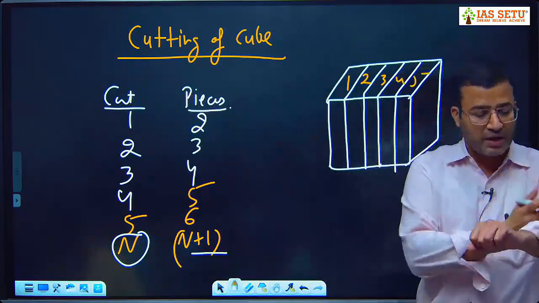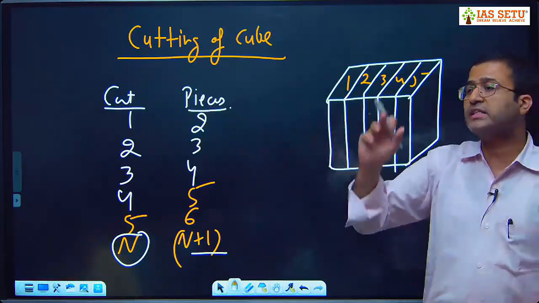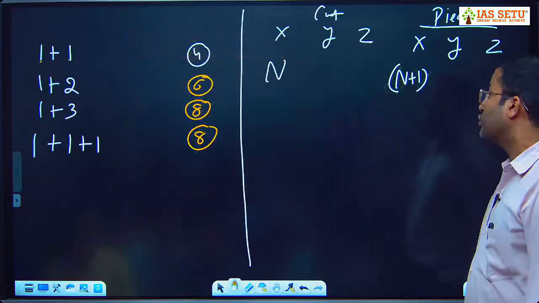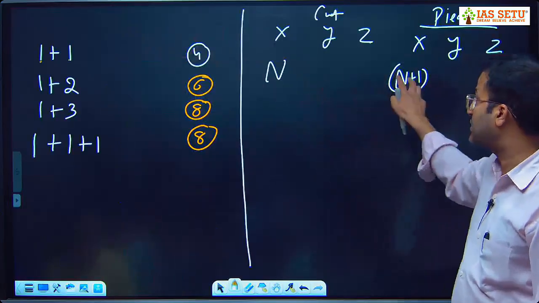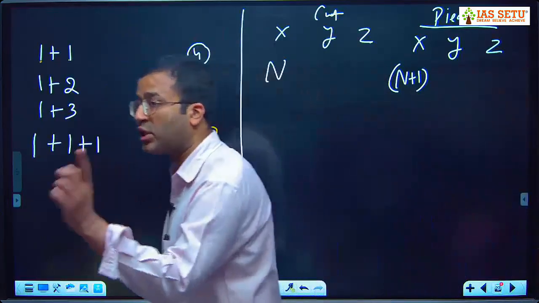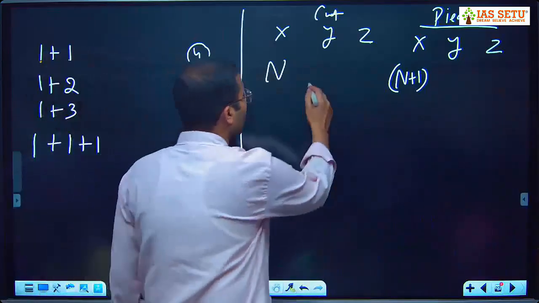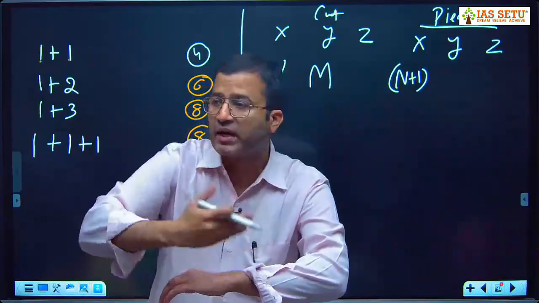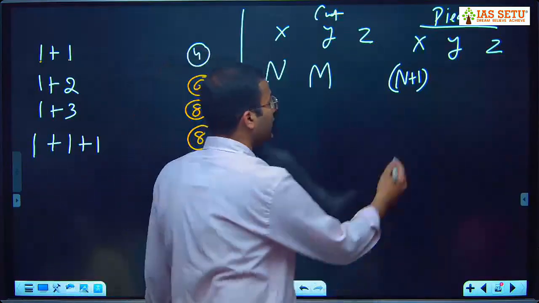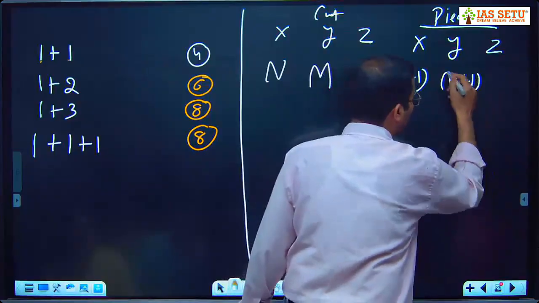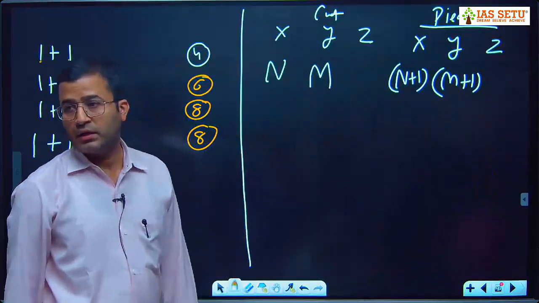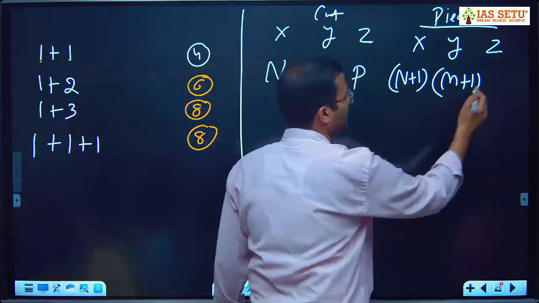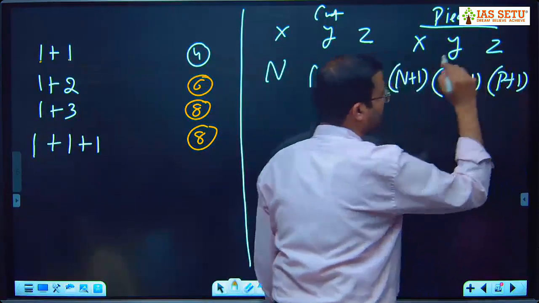अगर एक एक्सिस पे अगर आप n कट लगाते हो, उस एक्सिस पे आपको एक पीस एक्स्ट्रा मिलता है, n + 1 हमेशा. So I repeat, n cut on x axis give you n + 1 pieces along x axis. If we make m cut along y axis, this is y axis. If I make m cut along y axis, I get m + 1 pieces along y axis. If I make p cut along z axis, I will get p + 1 pieces along z axis.